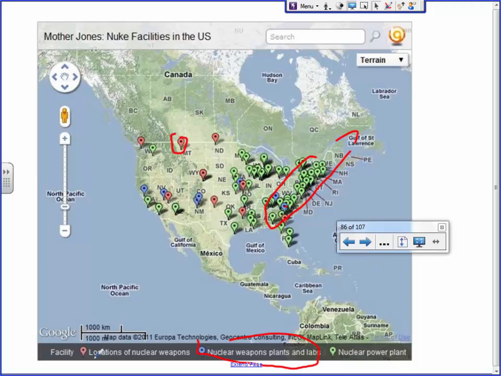Some of them are weapons, some are plants, and then some are actual power plants, right? But that's a lot. The crazy thing is all of these nuclear warheads that are just scattered around the United States here, just maybe waiting to be launched.